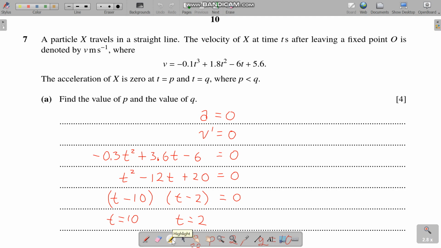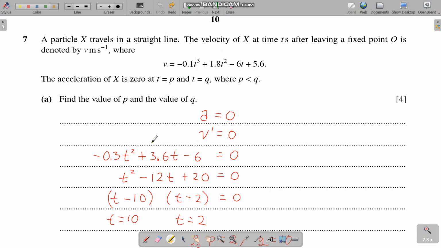Particle x travels in a straight line. Velocity is this. Acceleration of x is 0 at t equals p and q. P is smaller, so acceleration equals 0. Acceleration is v prime or dv/dt, so we differentiate v with respect to t.